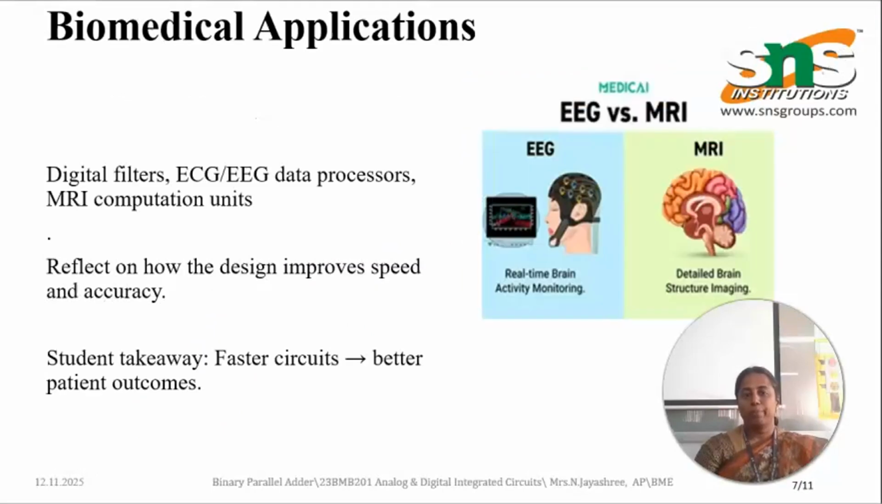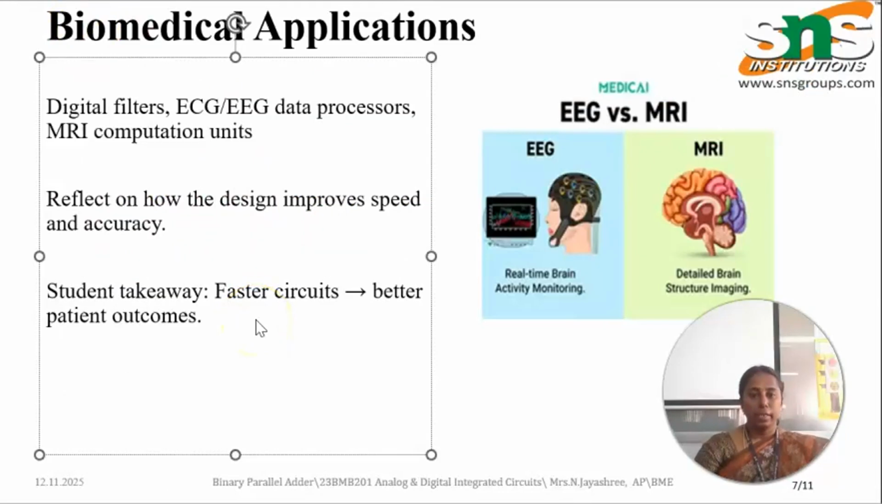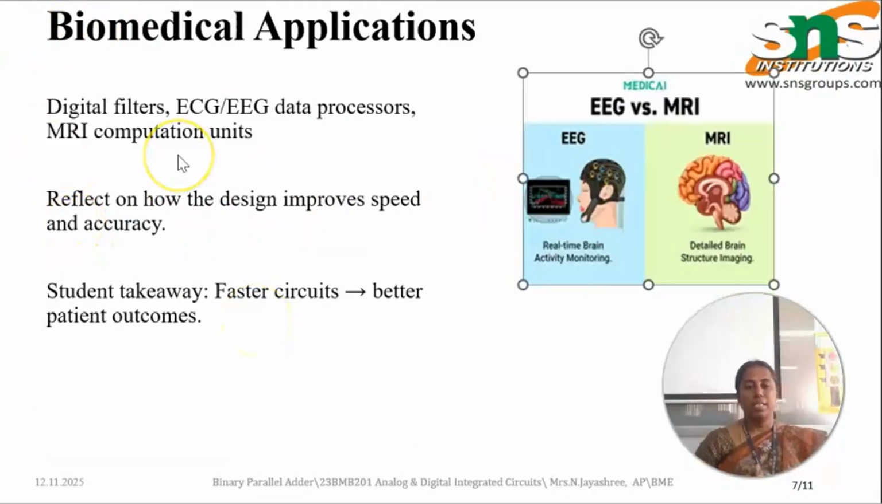Next, where it is used in biomedical applications. Here digital filters are used: ECG, EEG, data processors, MRI computation units. All of this is reflected in biomedical applications. All this forms the full adder circuit and forms the high speed addition of the binary parallel adder. So finally, the binary parallel adder contains 4 full adders. Thus the circuit is formed by using the full adder and is also used in biomedical applications.